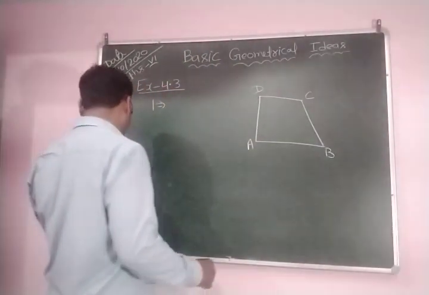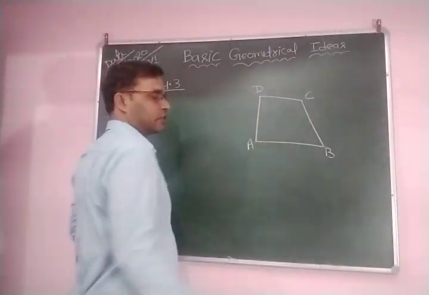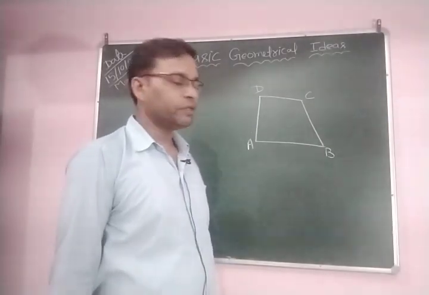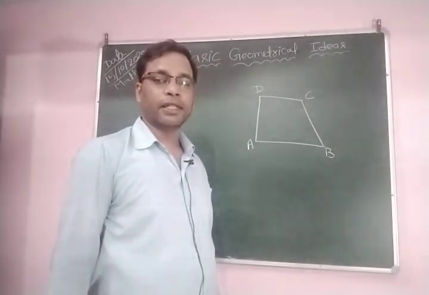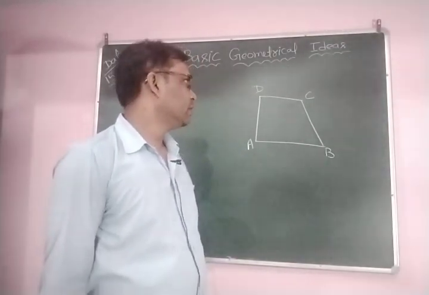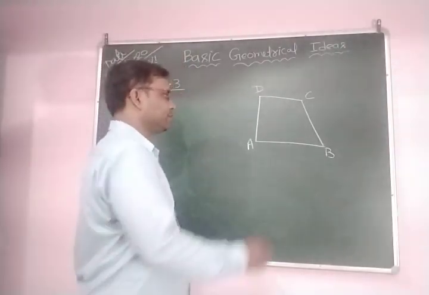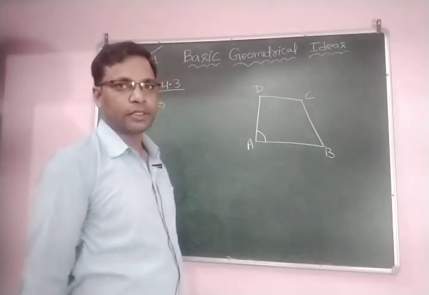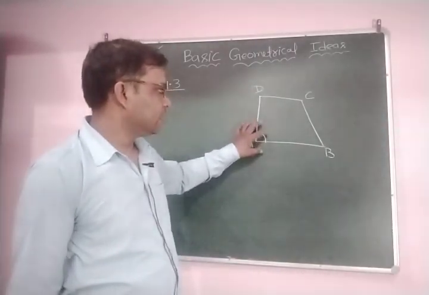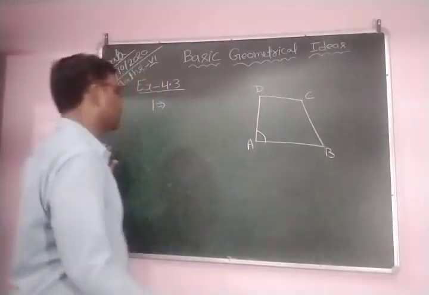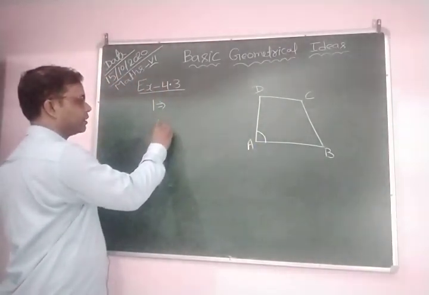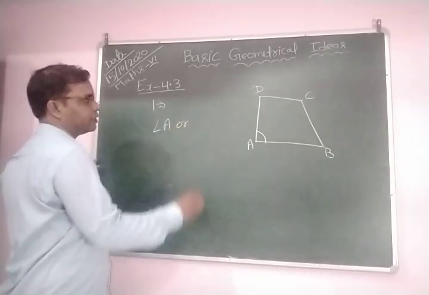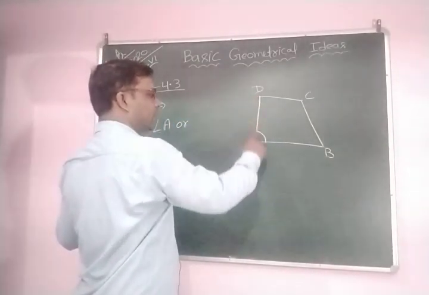You can see this figure is a four-sided polygon. Such a polygon is called a quadrilateral. We need to write the angles of the given figure. So first we start from here. You can write each angle in three ways. You can write angle A, especially, this is angle A. Or you can write this as angle DAB.